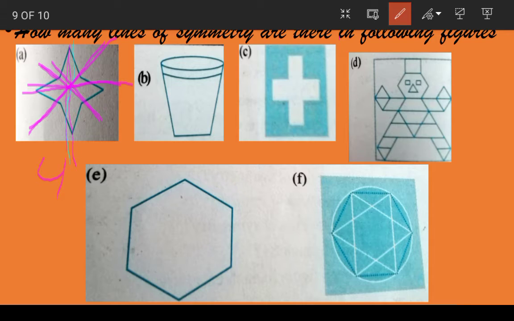Now what is the next one? The basket or the bucket, which is used to bathe in. Okay, so it has one line of symmetry, so only one.